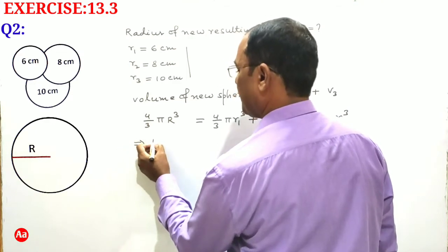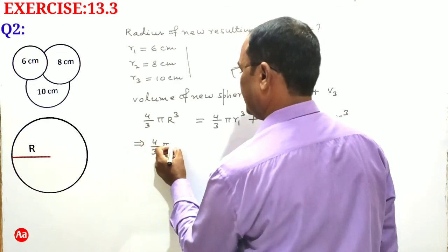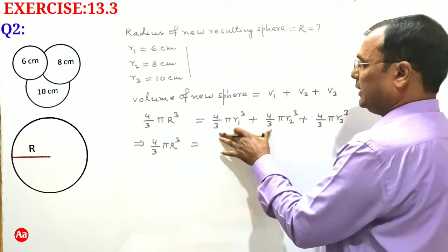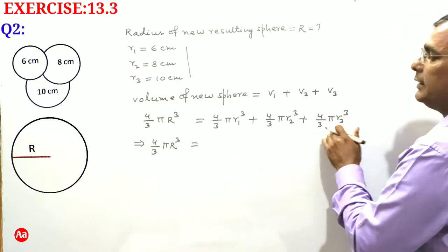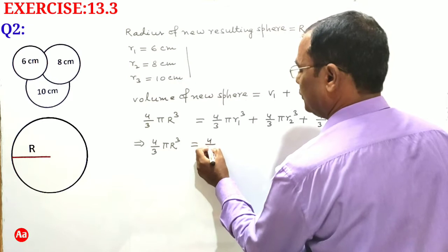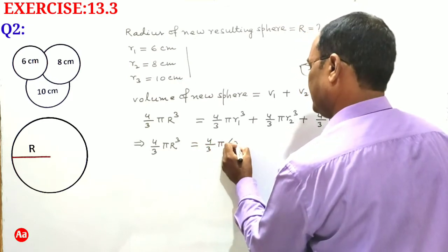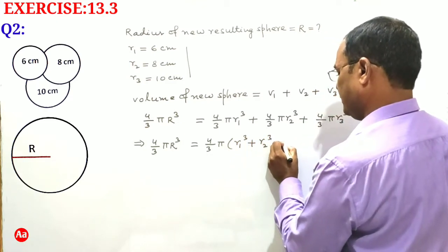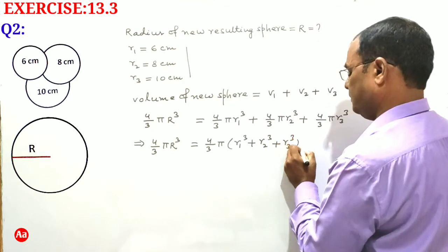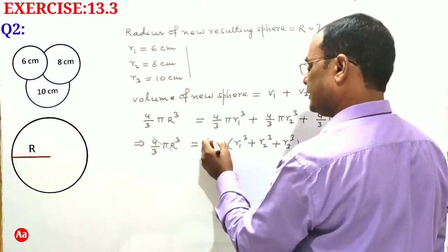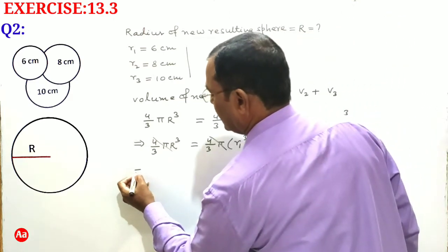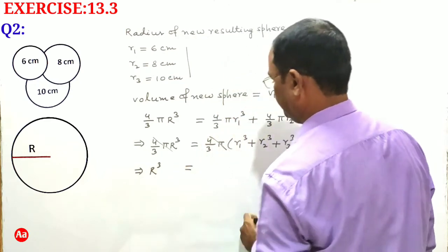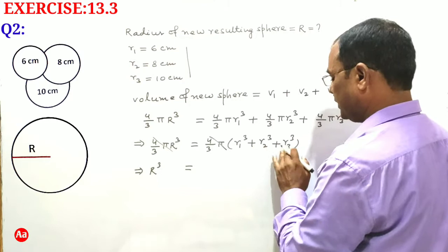This implies 4 by 3 pi r cube equal to 4 by 3. Let's take common from this right side. So this will be equal to 4 by 3 pi into r1 cube plus r2 cube plus r3 cube. 4 by 3 pi cancel from both sides. So we are left with r cube is equal to r1 cube plus r2 cube plus r3 cube.